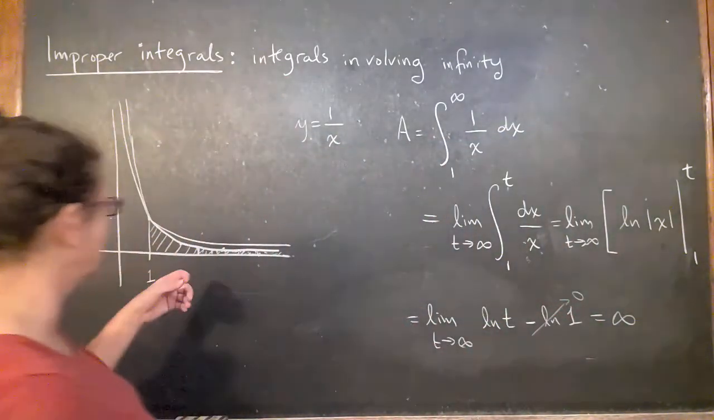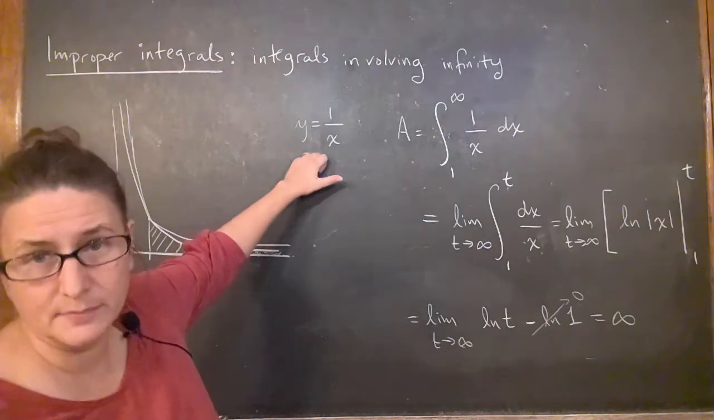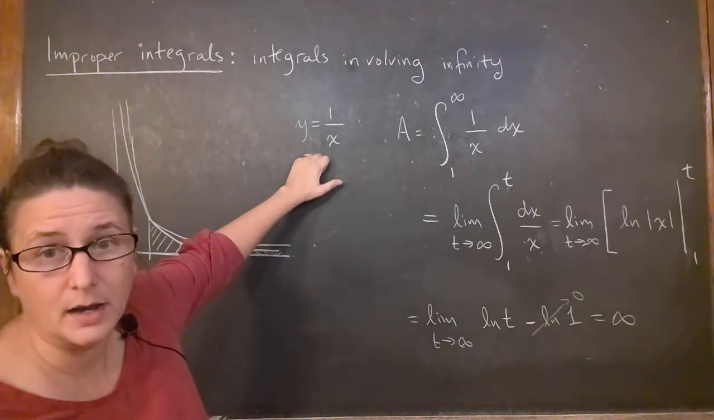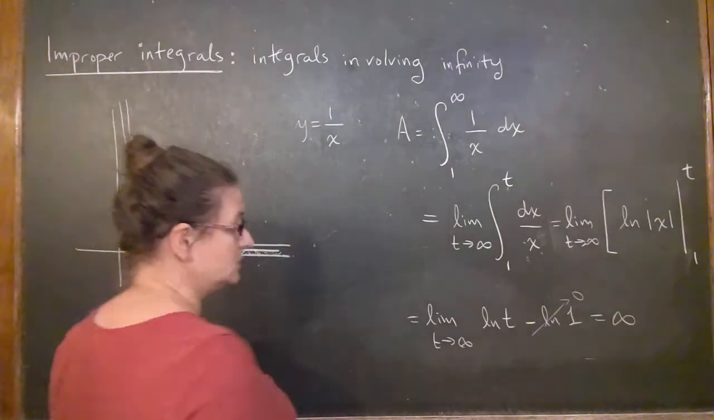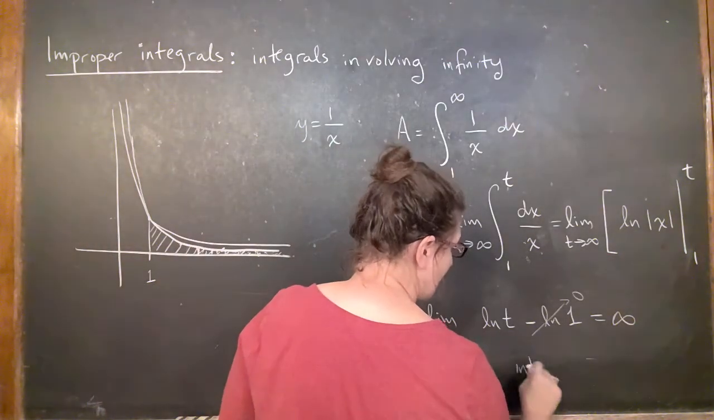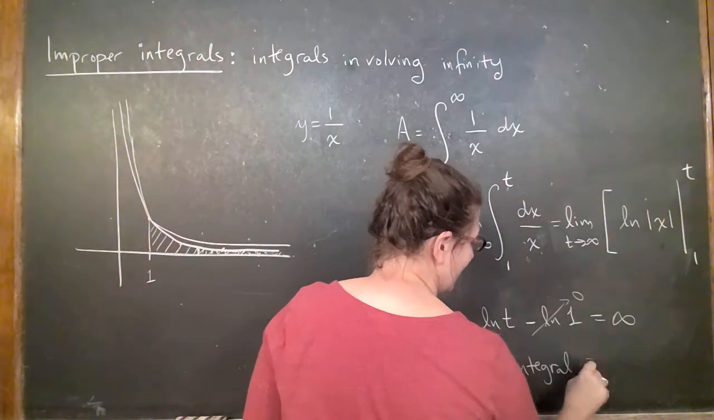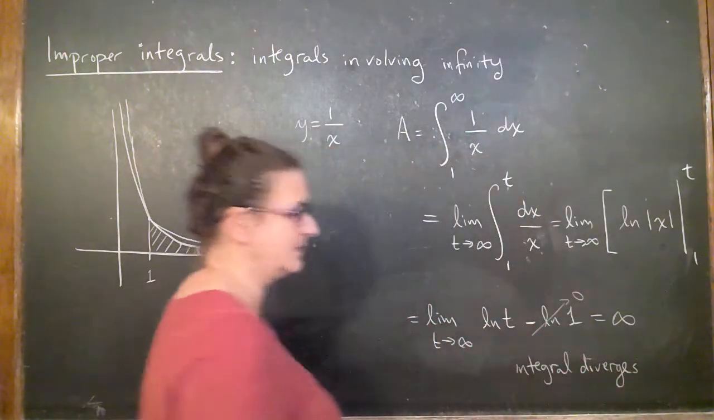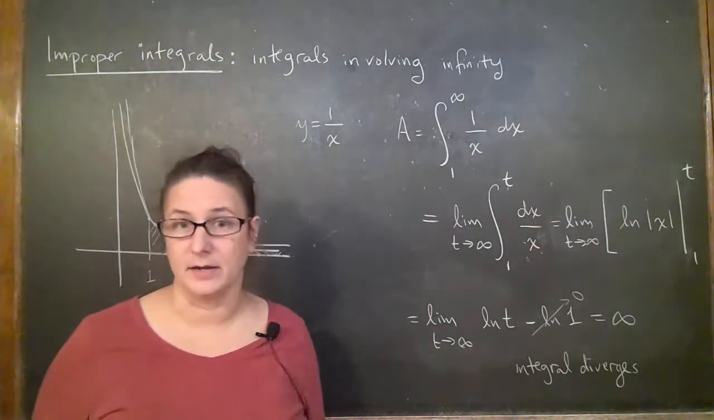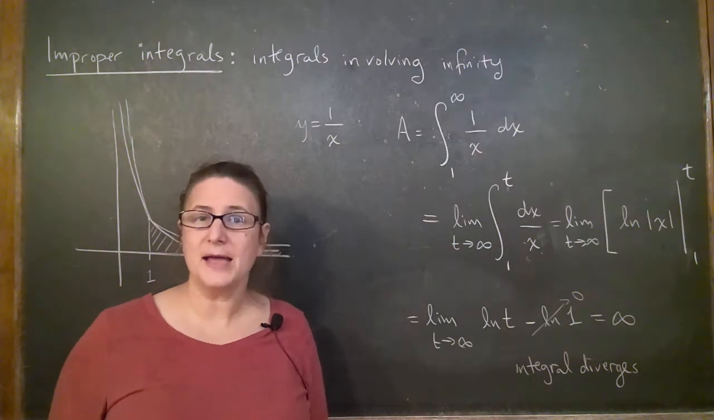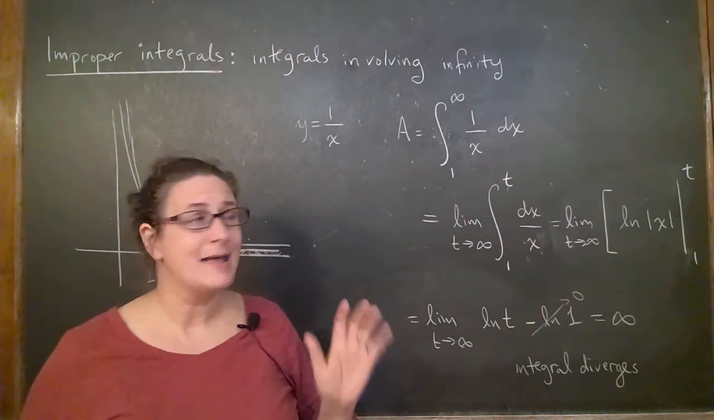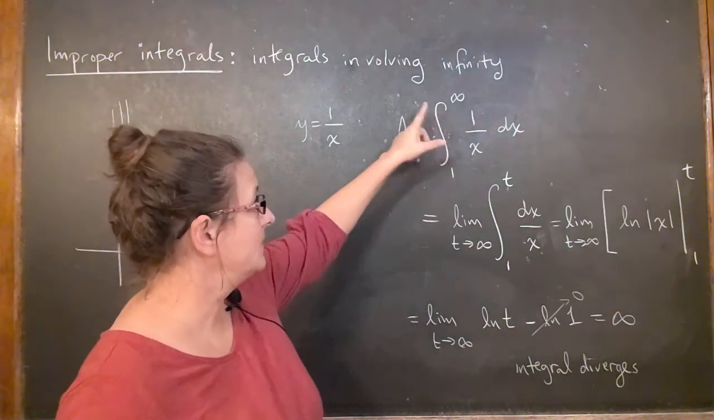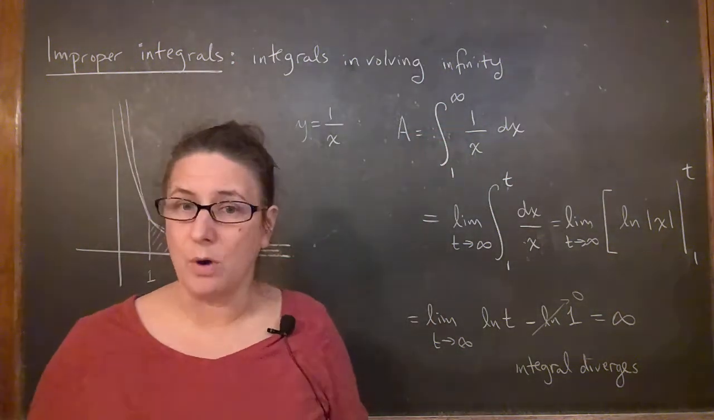So here's an example that looks very similar to the first, but it doesn't go down fast enough to give us a finite area. So this integral diverges. I don't have a finite number. Well, that's my answer: it diverges. So that's how we're going to do these. By the way, this kind, when there's infinity in the limits, is called type 1.